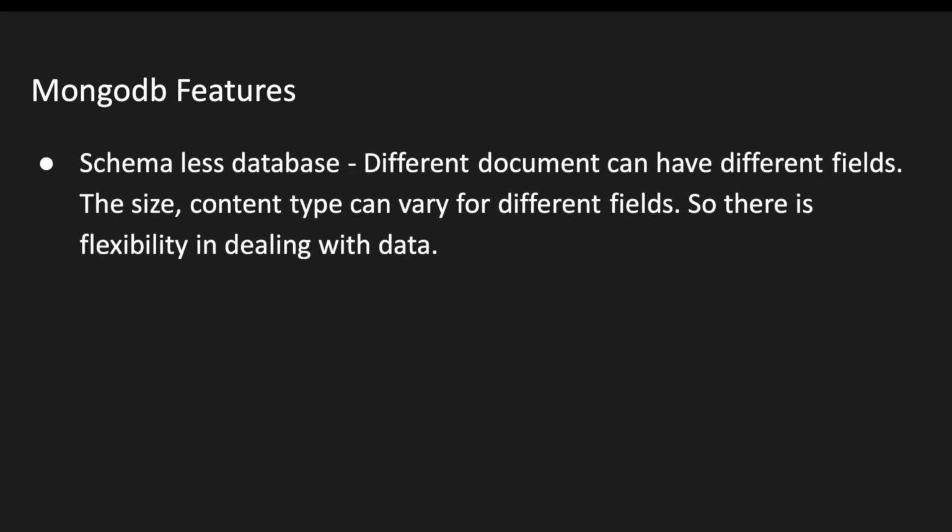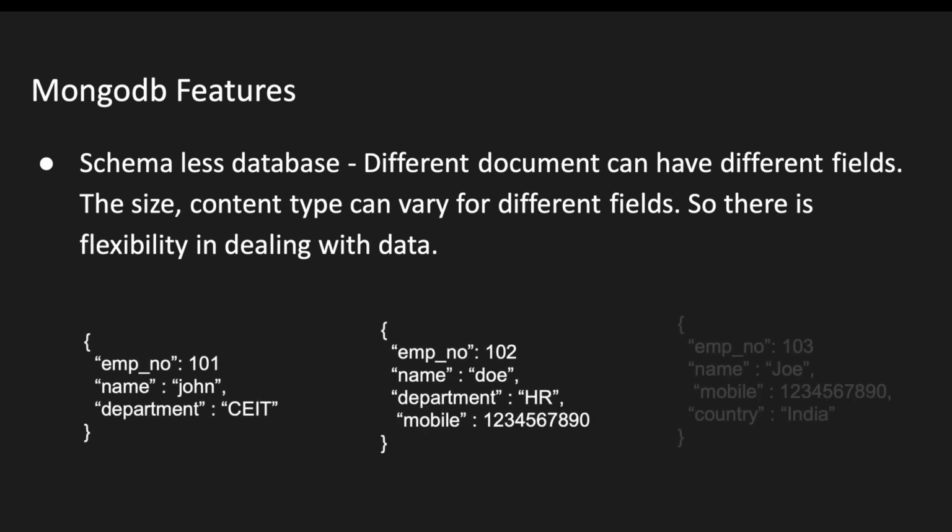Next feature is schema-less database. With a schema-less database, different documents can have different fields. The size and content type can vary for different fields. So there is flexibility in dealing with data. In the first example below, you can see three fields, while in the second example, one field, mobile number, is added, while in the third example, the department field is missing and the country field is added. So this way your schema is very flexible. You can add any kind of data in your database collection. So this is the schema-less database feature.